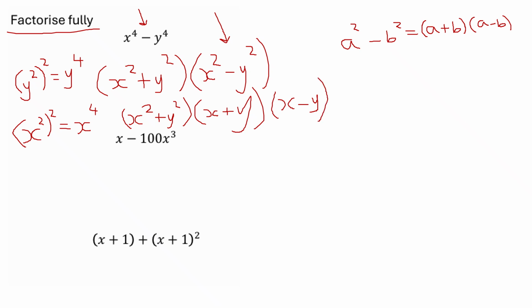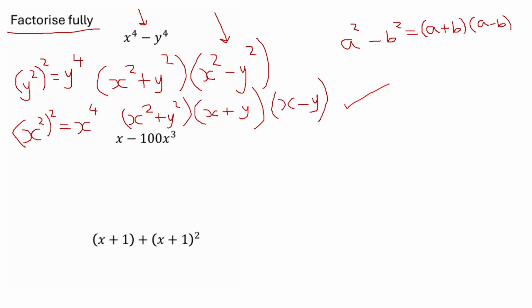I can't factorize x squared plus y squared because that is the sum of two squares. If you go beyond the scope of A-level maths, then this can technically be factorized into x plus iy times x minus iy, but we're not looking at complex numbers here, so I don't want to confuse you. That is the real factorized version of that bracket.